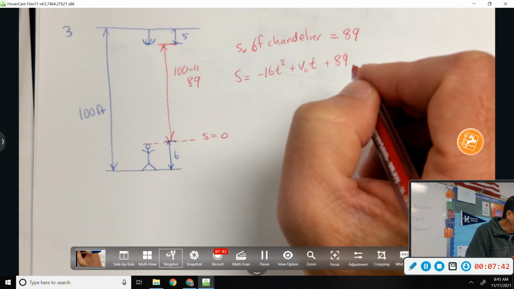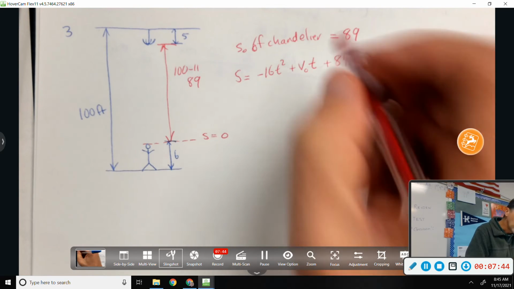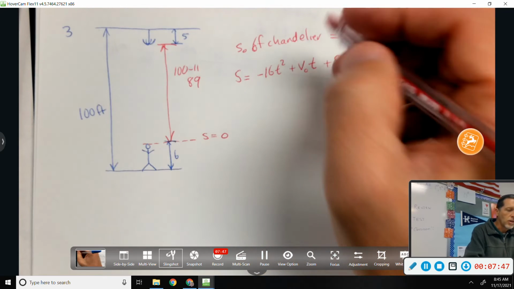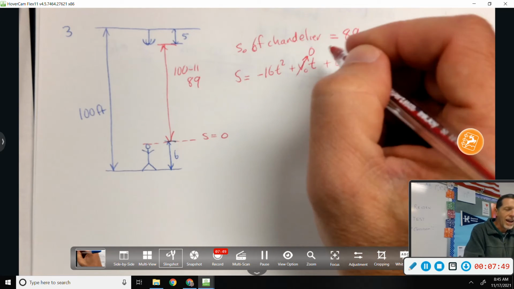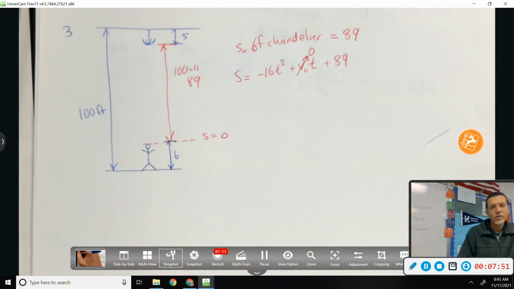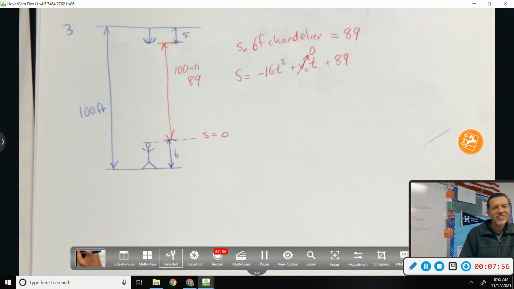Although V0 is going to, what's V0 going to be? 0. Presumably no one's throwing it at you. That would be extra cruel. It's bad enough that it's falling on you. Right, yes, it doesn't get ejected from the ceiling.